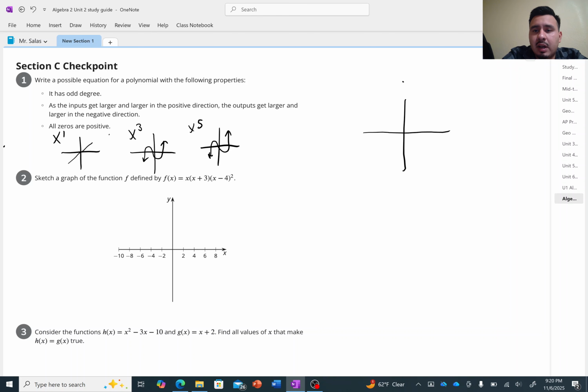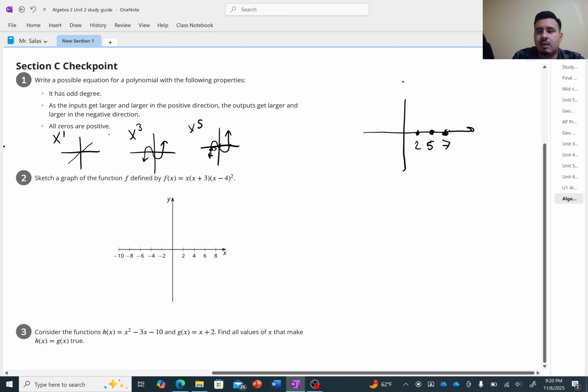It says that all zeros are positive. So all the intersections, so I have 1, 2, 3 intersections. So I need to have 3 intersections on the positive side. I can choose any numbers on the positive side. So let's say this is a 2, let's say this is a 5, and let's say this is a 7. It says as the inputs get larger in the positive direction, so as I'm increasing, going this way from left to right, the y values are going to get larger in the negative direction. So my y values are going to drop down.